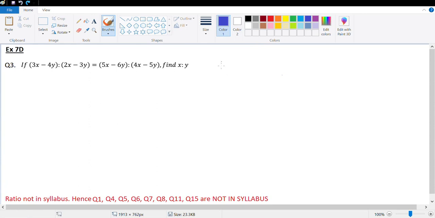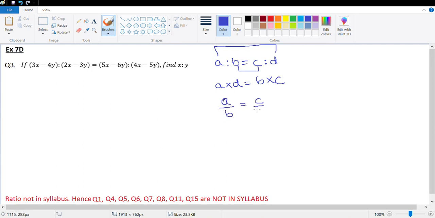For the revision, we started with proportion, which is four non-zero terms are said to be in proportion if A is to B is equal to C is to D. And what this means is A multiplied with D is equal to B multiplied with C. A and D are the extremes, B and C are the means. In the fraction form, it can be written as A upon B is equal to C upon D.